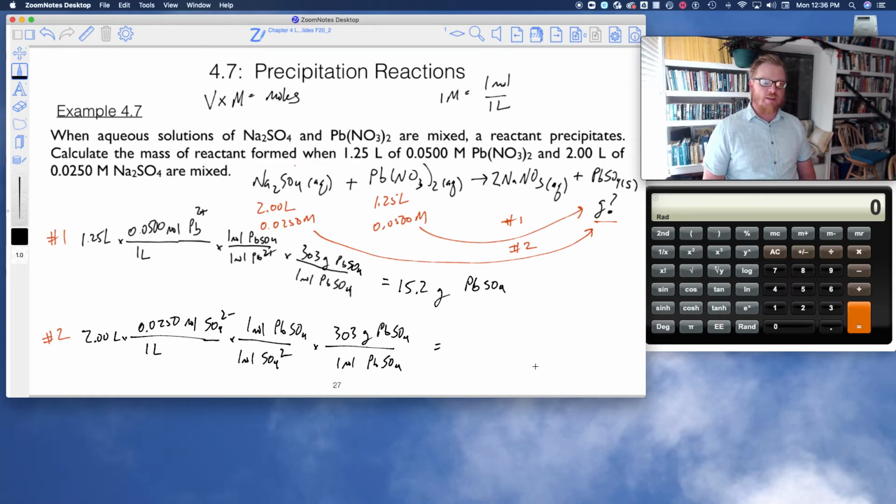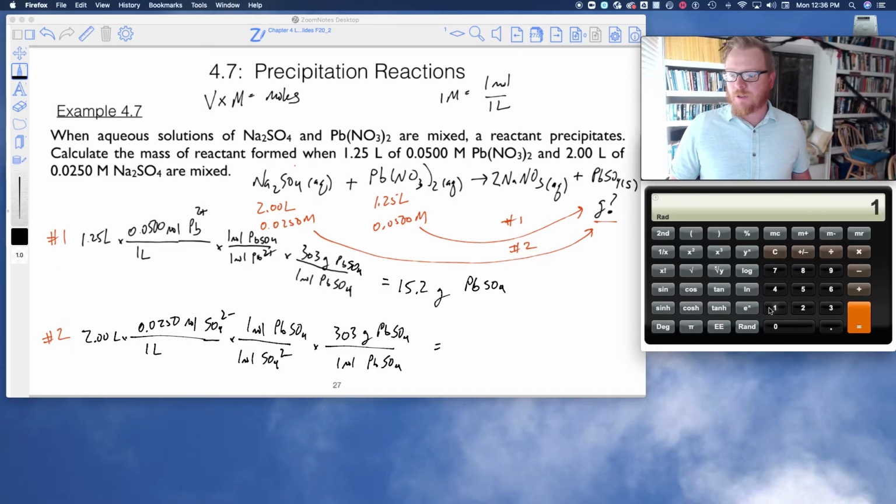When I do this calculation, I've got them all written down, so I'll go ahead and calculate them out since I've got my calculator. Let's do this top one. I was just using my cheater notes, but you can see now where I get these numbers. 1.25 times 0.0500 equals, and then times 303.